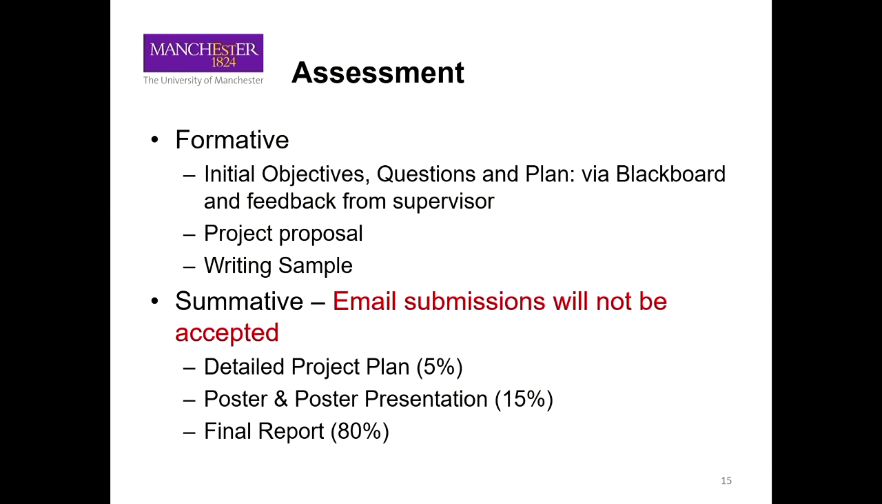Yeah? What if the supervisor is not available during the quiz? So hopefully they will. They've been asked, you know, to make themselves available. So if you can't have the meeting in week one, hopefully you can have the meeting in week two, okay?